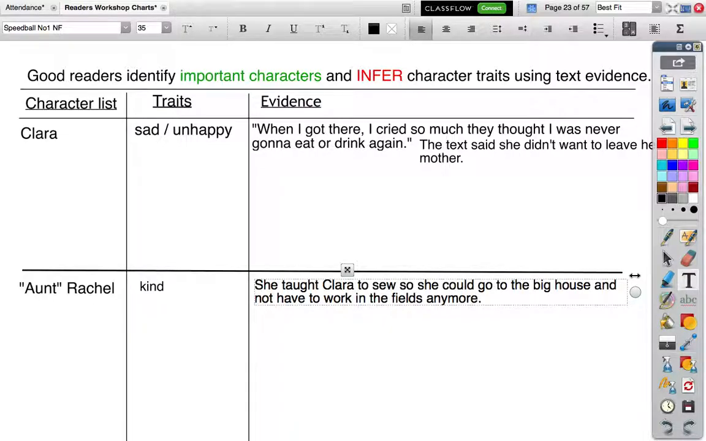So what's another trait of Clara? So she's changed. First she was sad and unhappy. Then how does she start to feel? Gabriel, how does she start to feel? Starting to get a little happy. Okay, what is your evidence for that? Just had in my head. Uh-oh. All right, I'll come back to you because we have to have evidence for why she's happy. Joel.